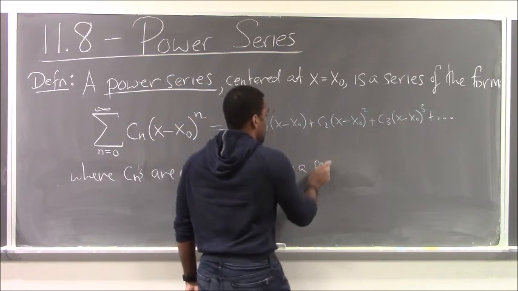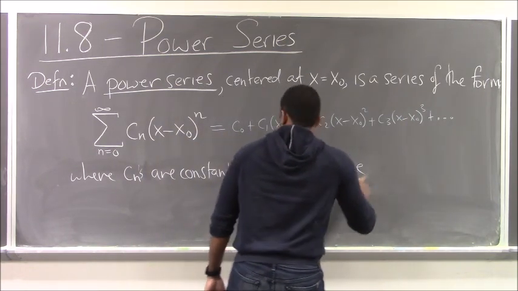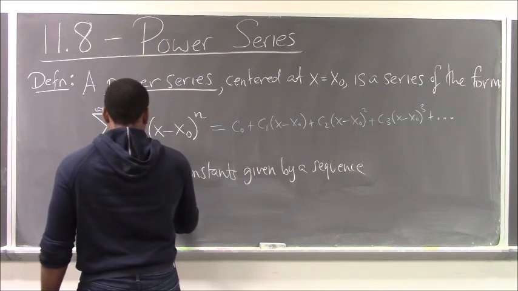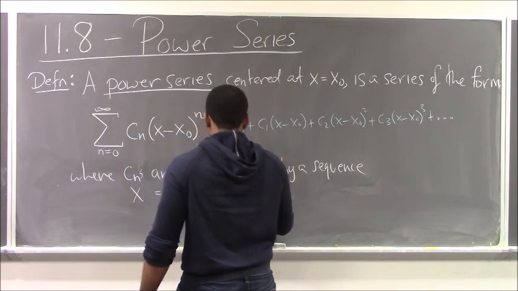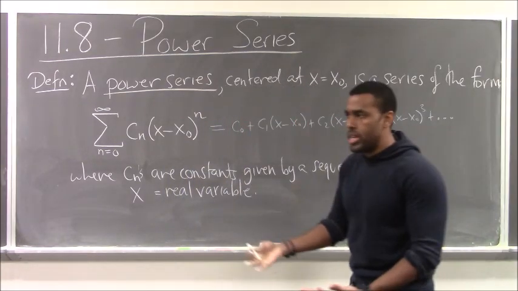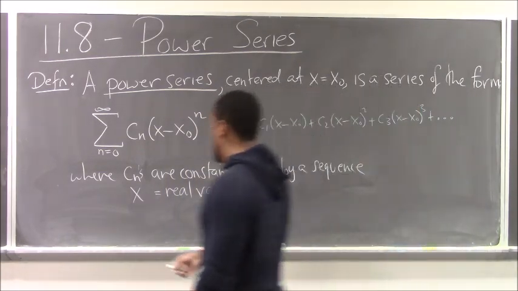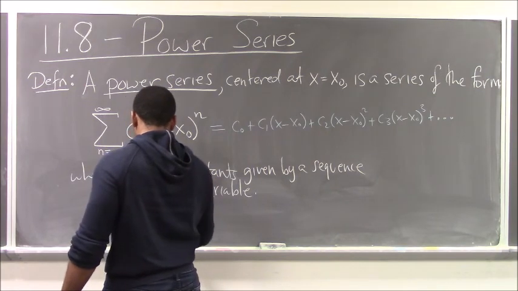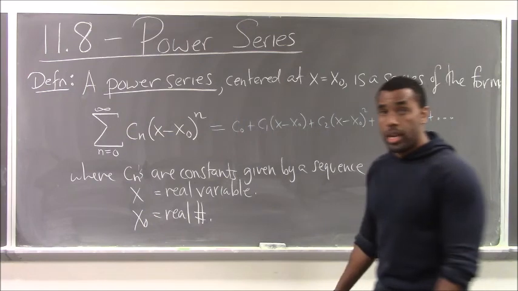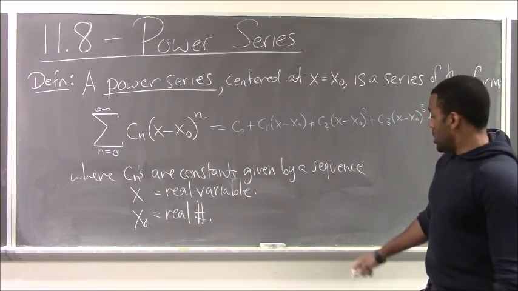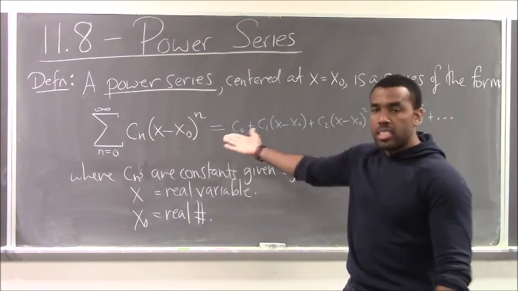Given by a sequence. Your x is a real variable, so it's just a variable in which we can plug in a real number. And your x naught is just a particular real number, so some point on the number line you can think of it. So here, how can I make sense of this?